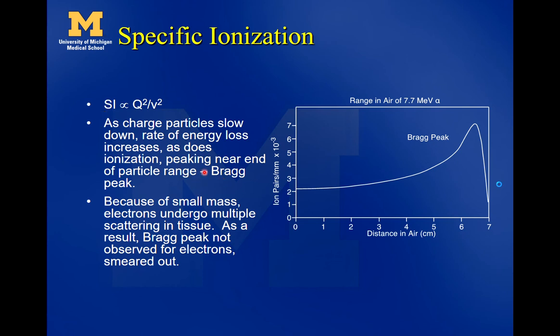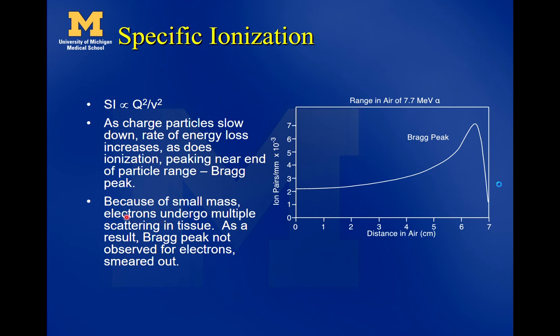It peaks near the end of the particle range, called the Bragg peak. So in this example, I have a 7.7 megaelectron volt alpha particle. It's plowing into some air here. As this alpha particle comes into this air chamber, it's going to be doing ionization. You can start off here, it's doing about some certain level, and the ionization is kind of constant until it gets near the end, and then it spikes up and drops off very quickly.